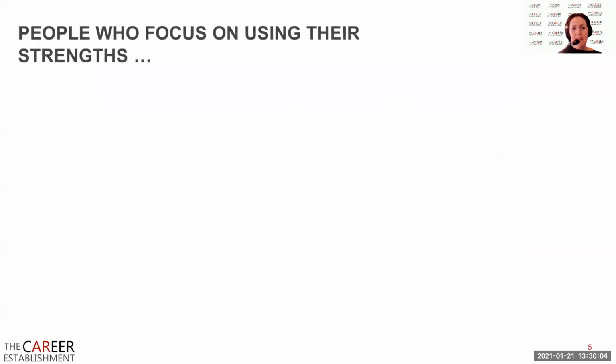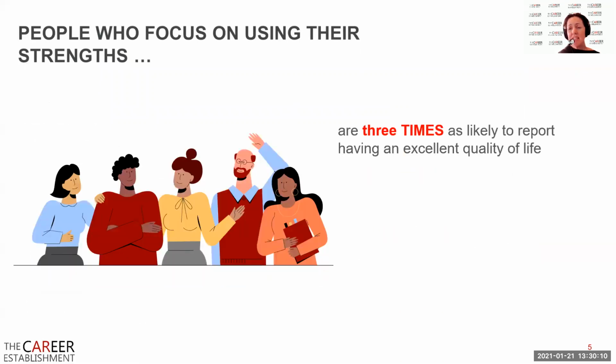So how does it work? Let's look at the positives of that. People who focus on using their strengths are 3 times as likely to report having an excellent quality of life, because you're happy, you're passionate, and you know what you're good at, and are 6 times as likely to be engaged in their jobs. So whether you're a manager listening to this today, be aware of what your key team members' talents are, understand what they are.